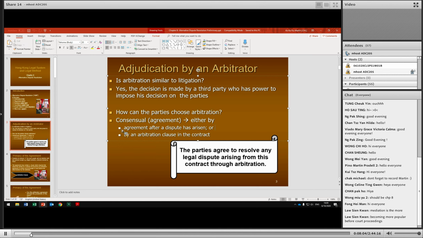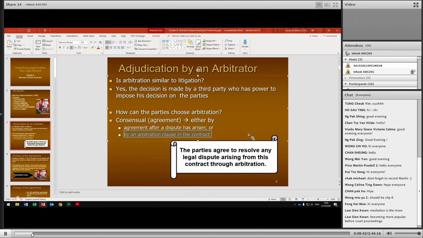So it may be either an agreement after a dispute has arisen. For example, we have a building contract. There's a dispute on the quality of the construction work. So both parties agree to have arbitration to resolve the dispute. But most likely, the more usual one is by an arbitration clause. So later on we can show you a model arbitration clause. You are most welcome to use the arbitration clause as suggested by the Hong Kong Arbitration Center.